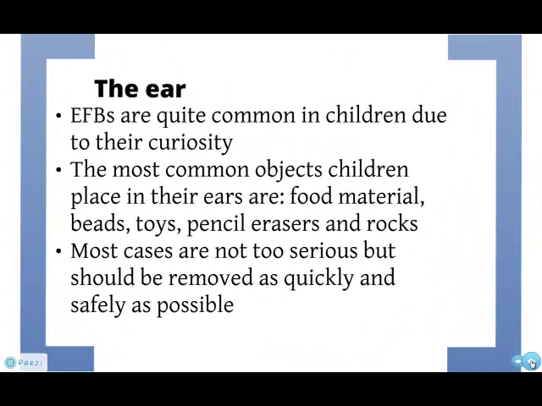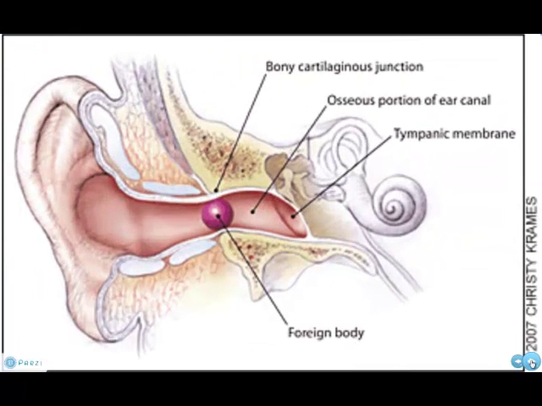Okay, and now we're going to talk about the ear. Ear foreign bodies are quite common in children due to their curiosity. The most common objects children place in their ears are food material, beads, toys, pencil erasers, and rocks. Most cases are not too serious, but should be removed as quickly and safely as possible. Here is a picture of the anatomy of the ear and how a foreign body can get lodged in the ear canal.